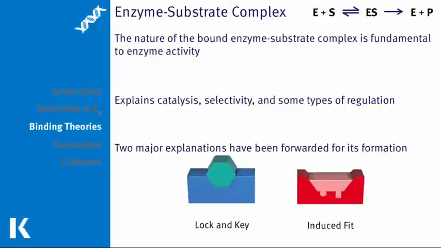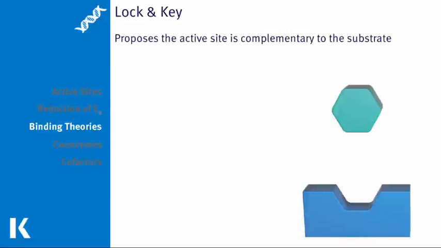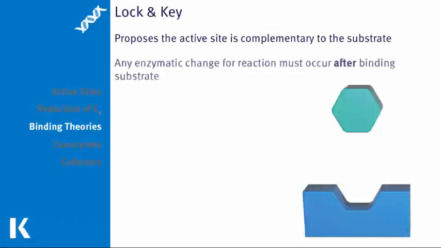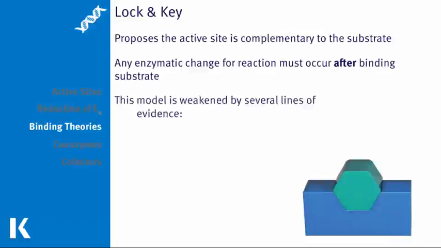There are the lock and key model and the induced fit model. Of the two models, lock and key is less scientifically accepted. It basically says that every active site fits one substrate, like the way a lock is opened by one key. The enzyme isn't altered until after the substrate binds, according to this model, at which point there can potentially be enzymatic shape changes. This model isn't perfect.